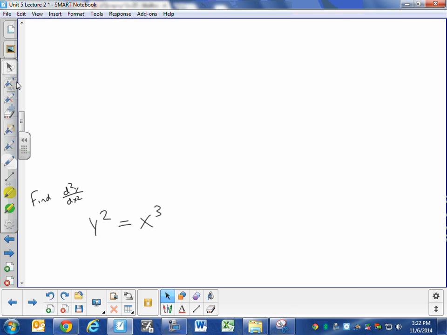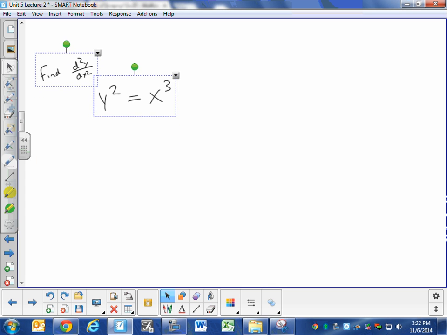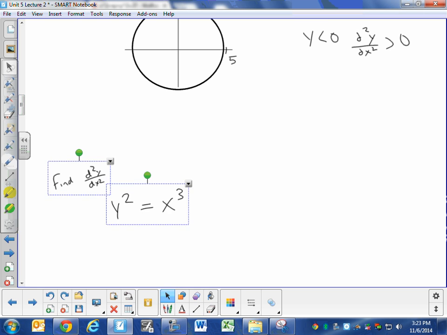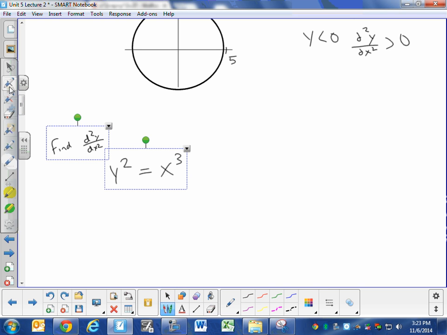Let's do another one. So it's a challenge. Now, do you guys want the challenge? Because nobody has been able to complete this challenge yet. Not one single person has been able to do this. And I'm going to give you the answer. I just want you to get there. I want you to show me that the second derivative of y squared equals x cubed equals 3x over 4y.